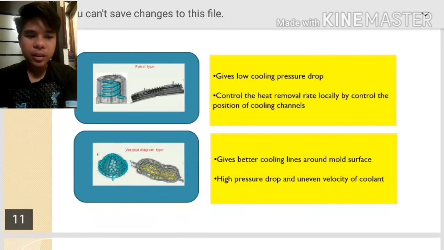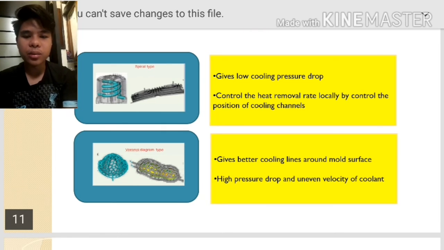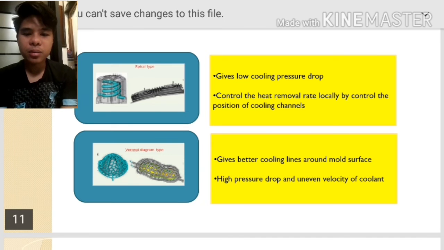The third one is the spiral type, which is very common and which we use in this project. It gives a low cooling pressure drop. It also controls the heat removal locally by controlling the position of the cooling channels. And lastly is the Voronoi diagram type, which gives better cooling lines around the mold surface, but high pressure drop and uneven velocity of coolant. Thank you. That's all for me.